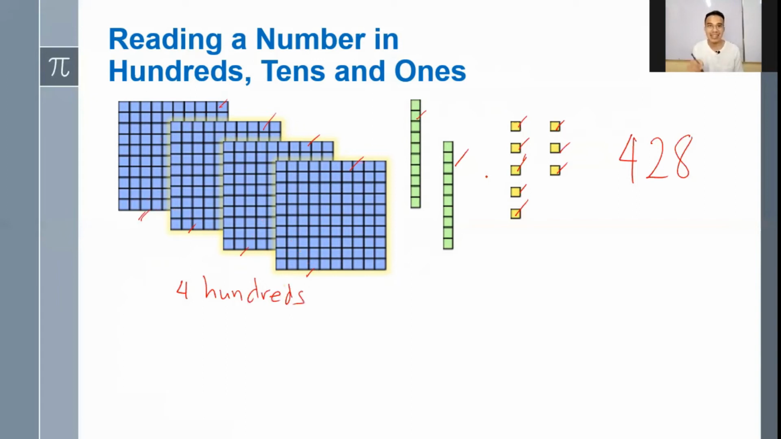Let's count how many tens there are in the figure. We have 1 ten, 2 tens, right? We have here 2 tens. And let's count how many ones there are in the picture. 1, 2, 3, 4, 5, 6, 7, 8. There are 8 ones. I'm going to write here 8 ones.